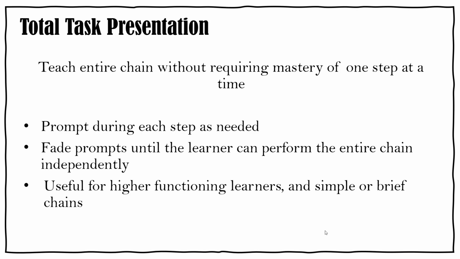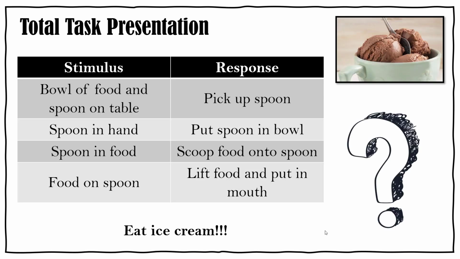So it is useful for higher functioning learners and if you have a simple or a brief chain. However, these can often be hard. It's a chaining strategy in which learners engage in the most errors. So these are really hard. You typically don't want to use this if you have a kid with autism that's lower functioning, or you have a really complex, long behavioral chain, because it does result, like I said, in the most errors.